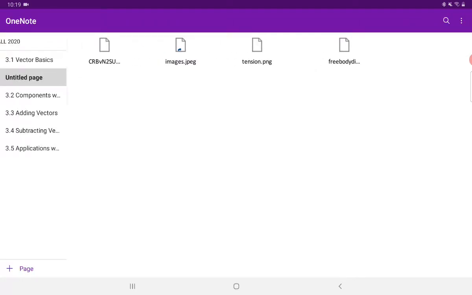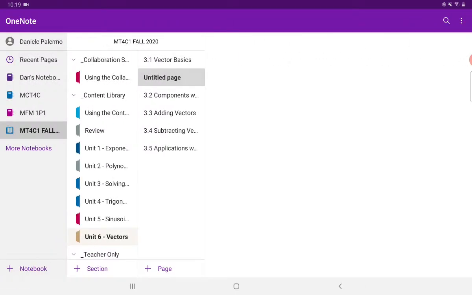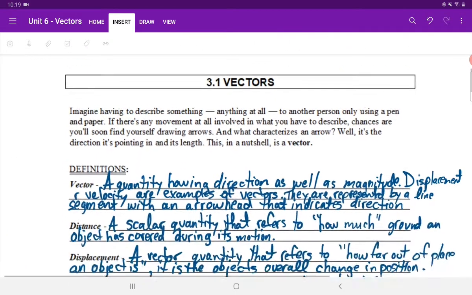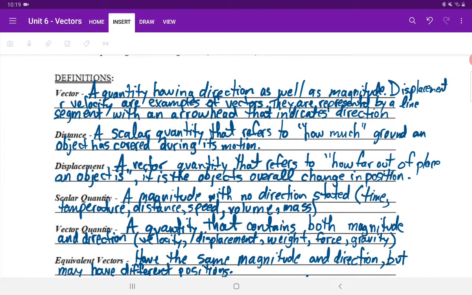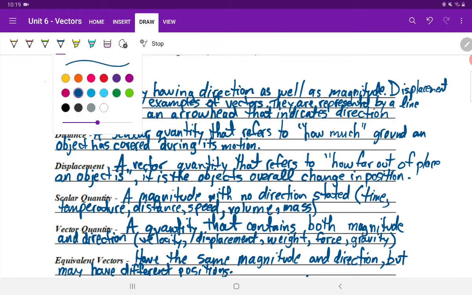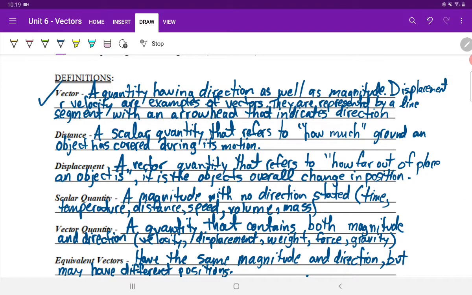If we go back to our lesson, let's get into some definitions. Now that we kind of know the basics and we know that a vector has some sort of magnitude and direction, that's exactly what the first definition here is, and I've already written out the definitions just to save some time. So I've kind of already described this first definition of what a vector is.